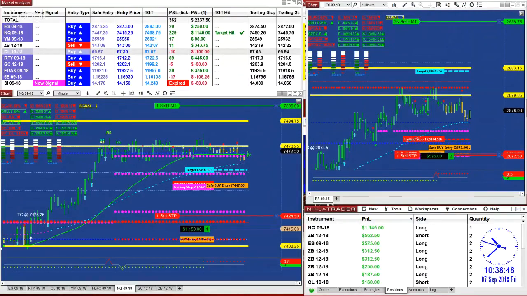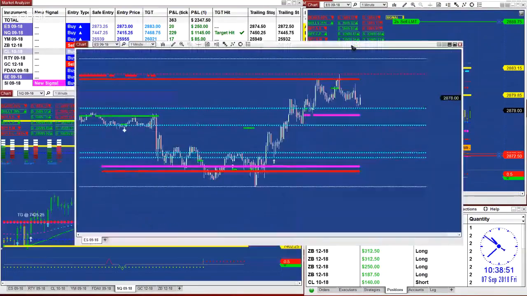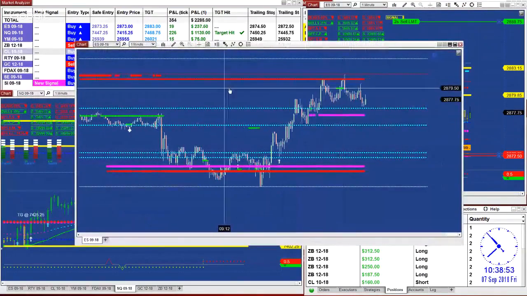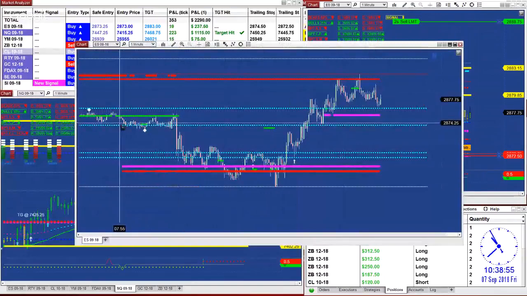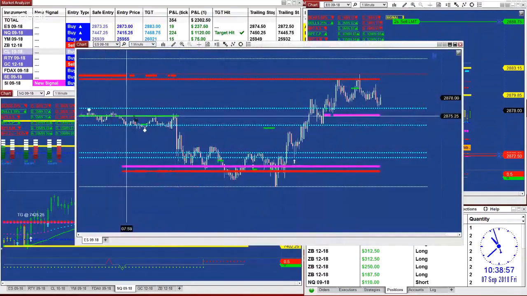Look at this ES 1 minute in a clean picture. Look how accurate it is. Here's your projection.